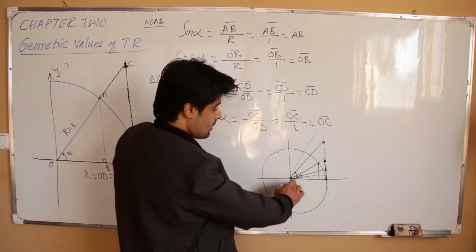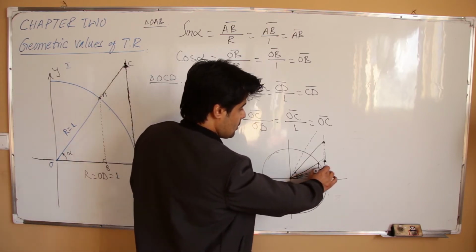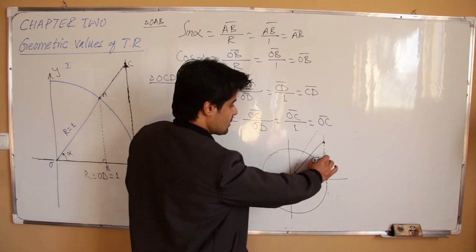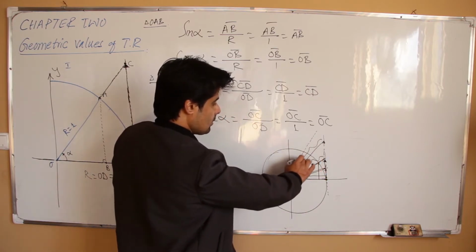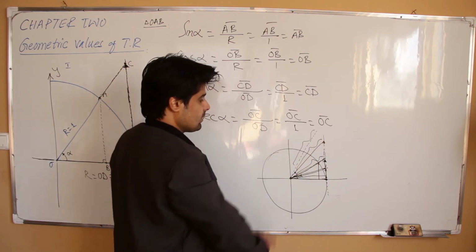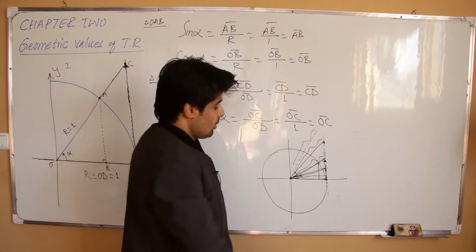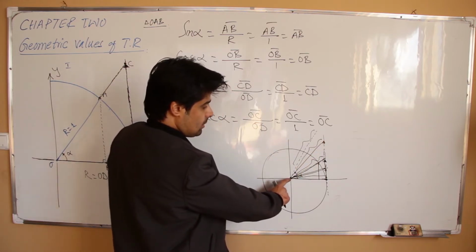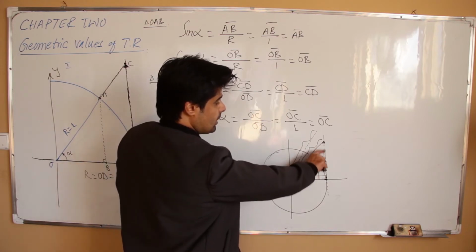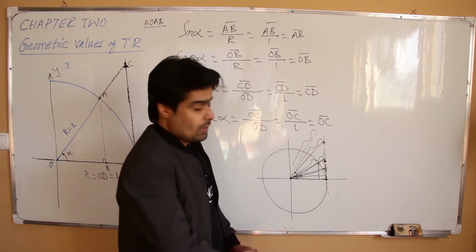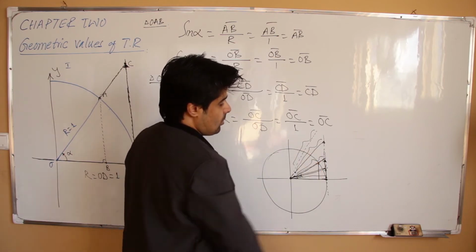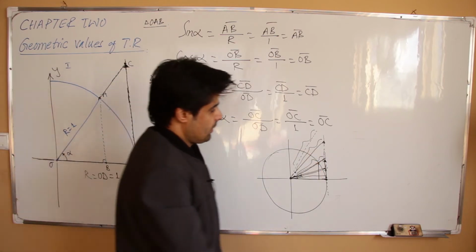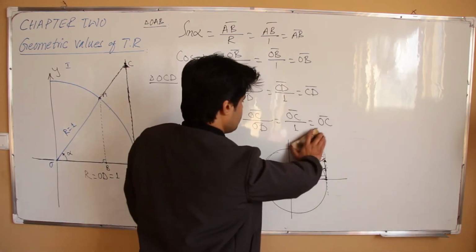What is secant? Up to this part. This is called secant, up to this part, this line. Just put your ruler. This is the value of secant, from the center up to the line joining the tangent line. The line which is the hypotenuse, that's called our secant value. I think you have got it.